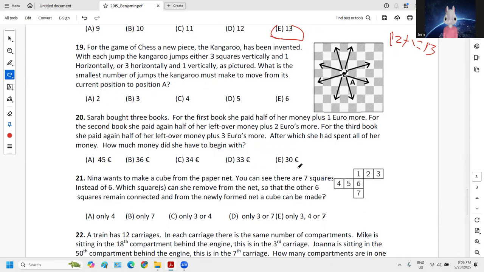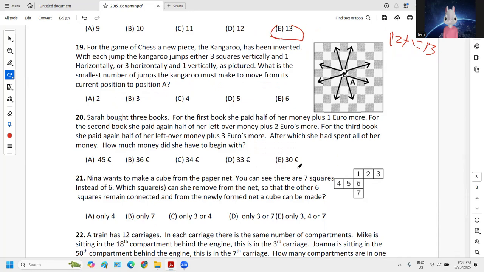Question number 19. For the game of chess, a new piece, the kangaroo, has been invented. With each jump, the kangaroo jumps either 3 squares vertically and 1 horizontally, or 3 horizontally and 1 vertically as pictured. What is the smallest number of jumps the kangaroo must make to move from its current position to position A?